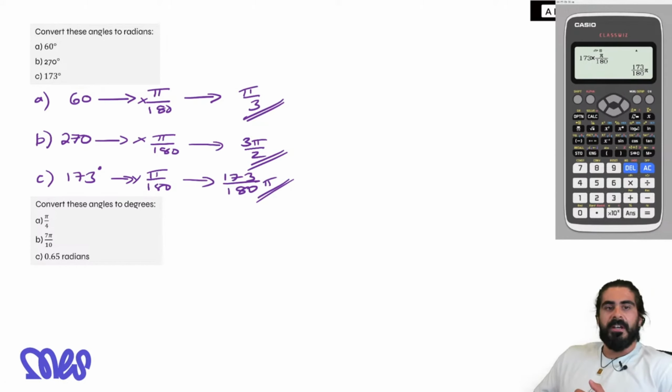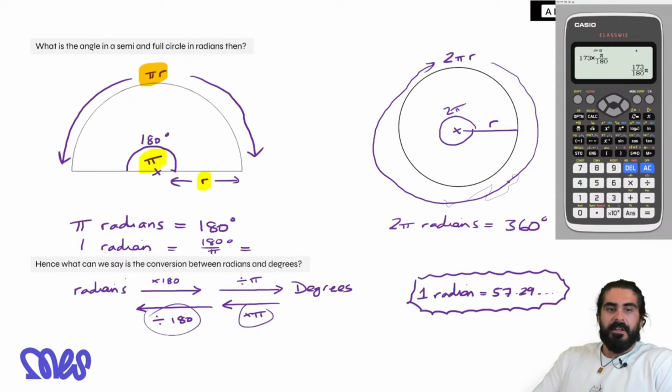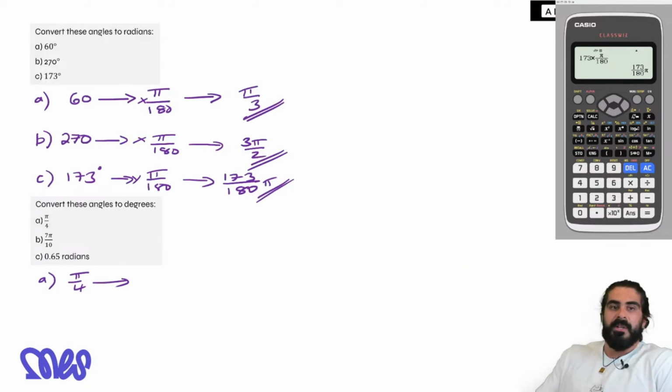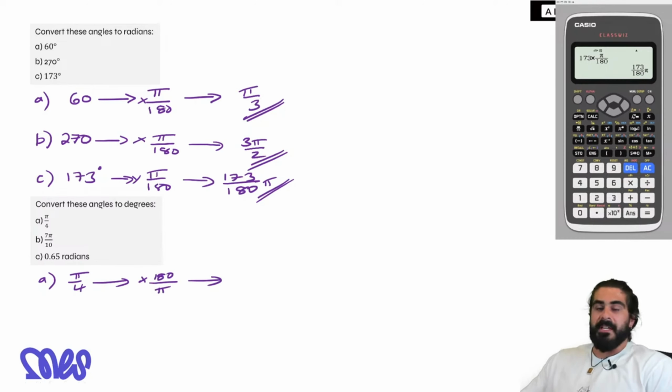Next one, convert these angles to degrees. So we're just going to do the opposite. So pi over 4. Remember, to go from radians to degrees, we times by 180 and divide by pi. Or we times by 180 over pi. It's just the other way around, yeah? Now, pi over 4 is a very common angle again. That's 45 degrees, but let's write it down anyway. So we've got pi over 4 and 180 over pi. 45 degrees, like I said. So this is an angle which is going to be very, very common for us.